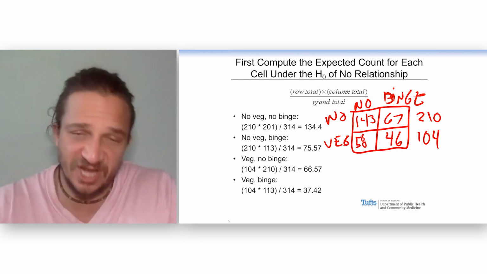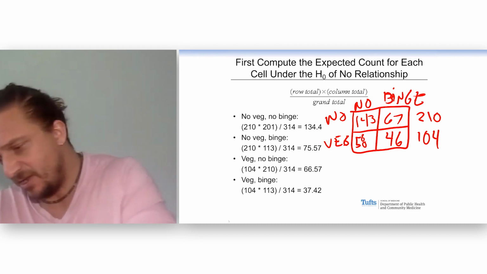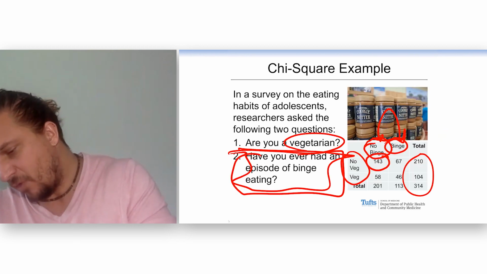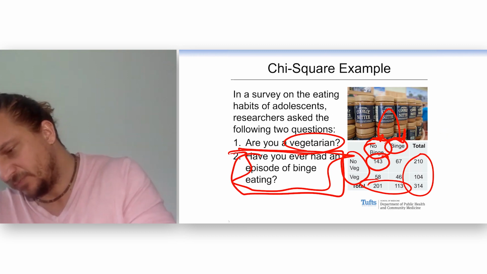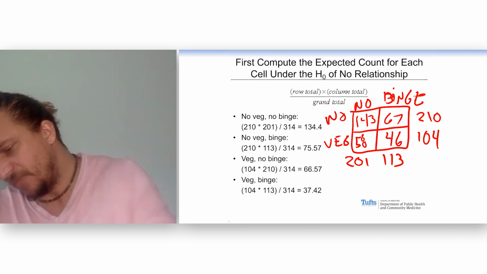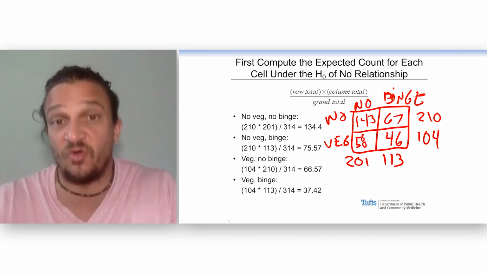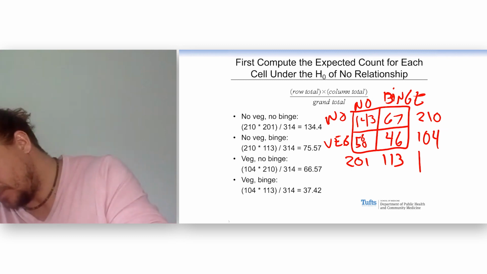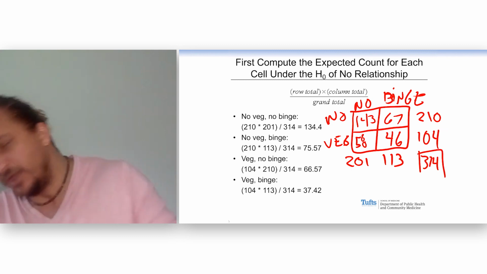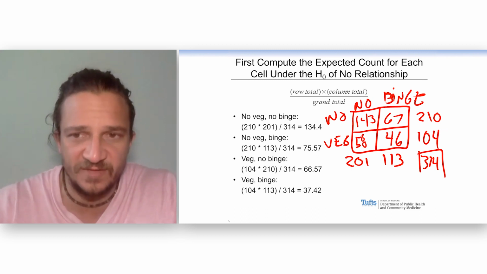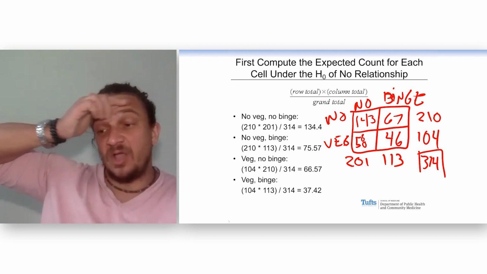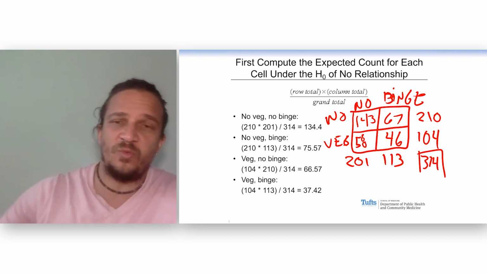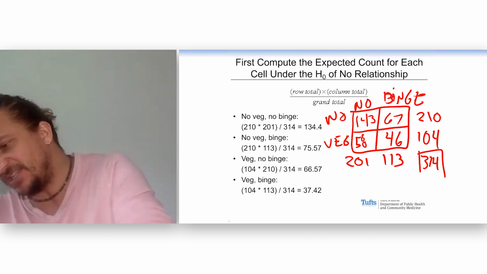We have 210 non-vegetarians. We can also calculate the column totals, 201 and 113. And then we can calculate the grand total here, which is 314. So from our 2x2 table, we can calculate all of these numbers. Now, what we need to say is, if there were no association between vegetarianism and binge eating, what would we expect to see?